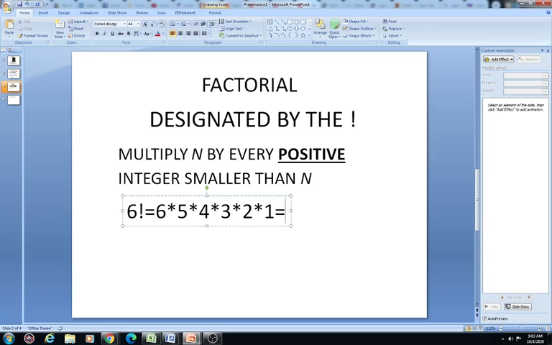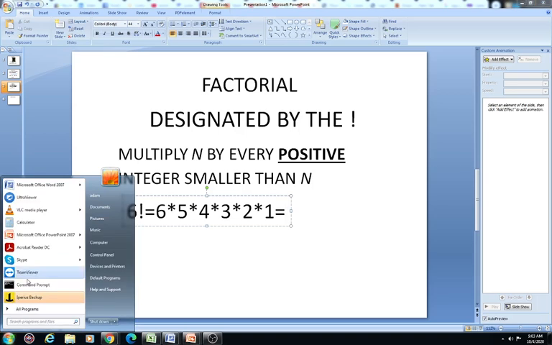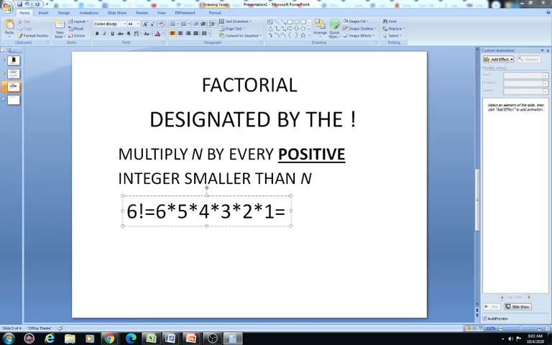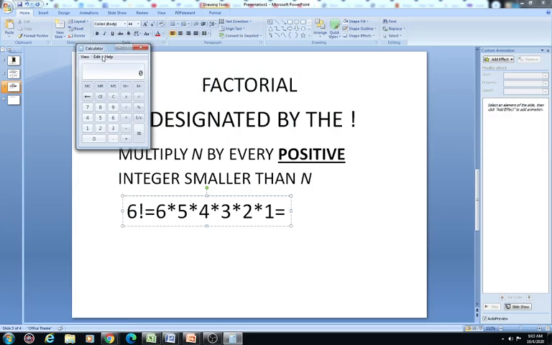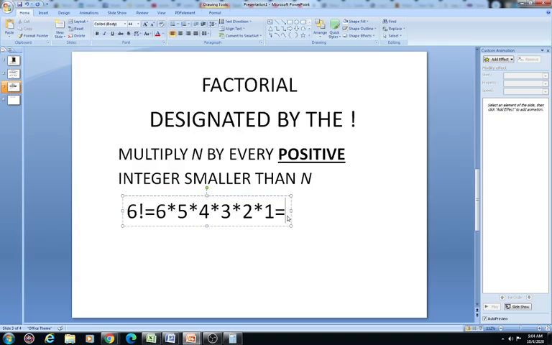And that is going to equal, once we do all the messy math here, we can bring up our calculator on our computer. Calculator right here. 6 times 5 times 4 times 3 times 2 times 1, and that equals 720. So 6 factorial is equal to 720.